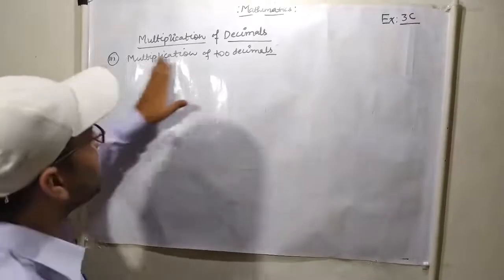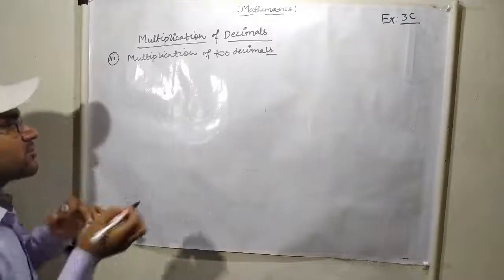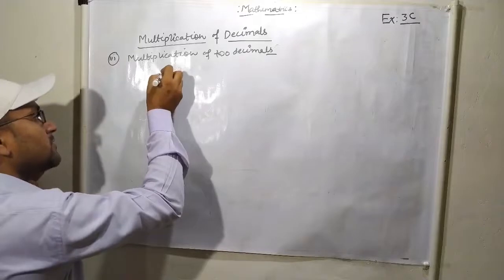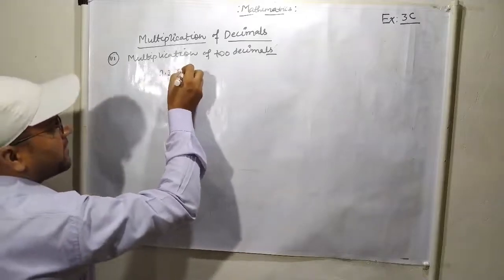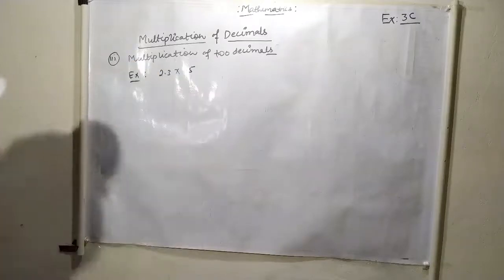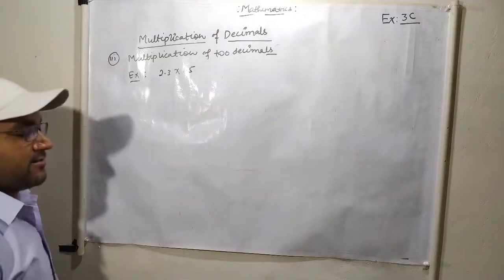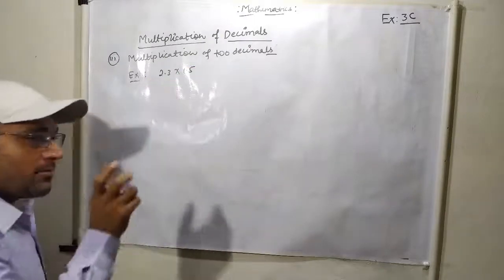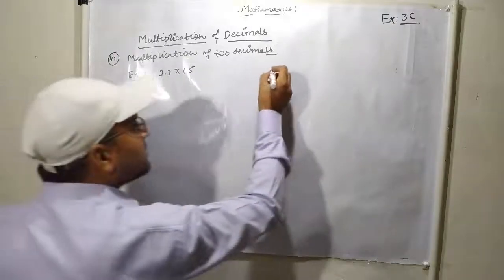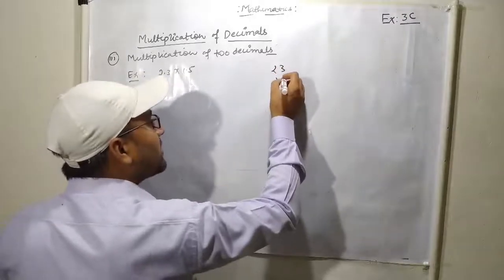Now the third rule is multiplication of two decimals. Listen, students. If you multiply two decimal numbers, suppose your example is 2.3 multiplied by 1.5. Very easy. Take these numbers as whole numbers without the decimal points. Here 2.3 I will write as 23 and 1.5 I will write as 15.